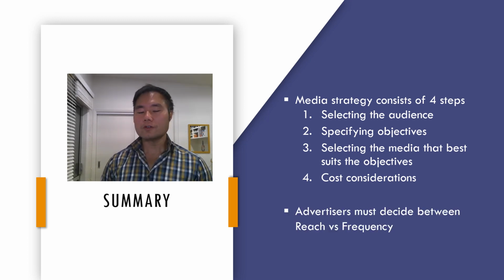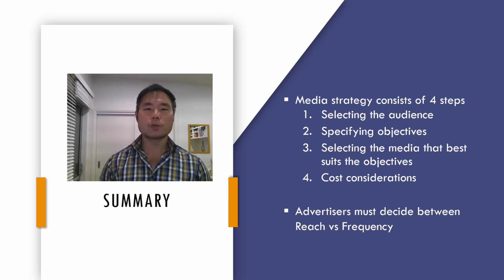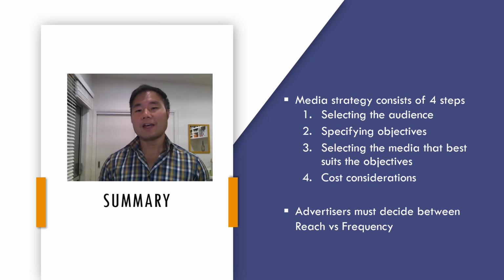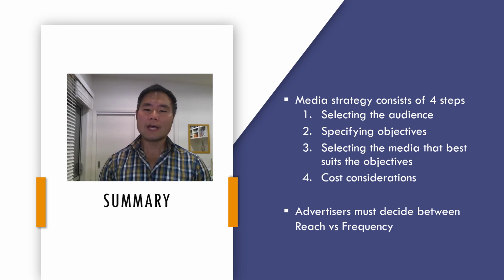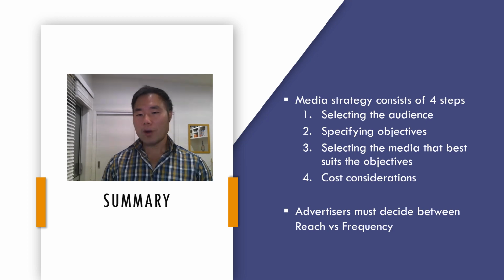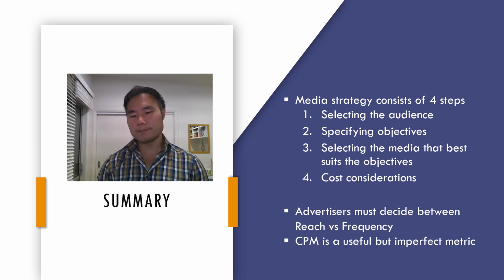But we also said that advertisers have to always make a trade-off and decide between reach and frequency, right? Because not many companies, if any, have the budget to maximize reach and maximize frequency. And so you really want to trade off between the two and reach the right number of people, the right number of times in order to communicate the value that your brand can provide to them.